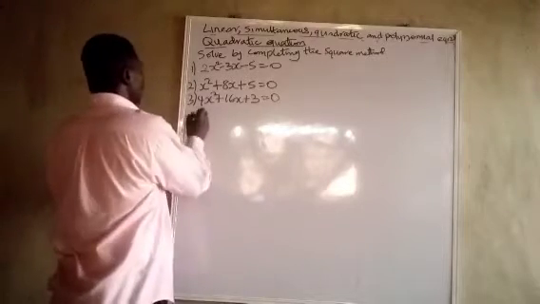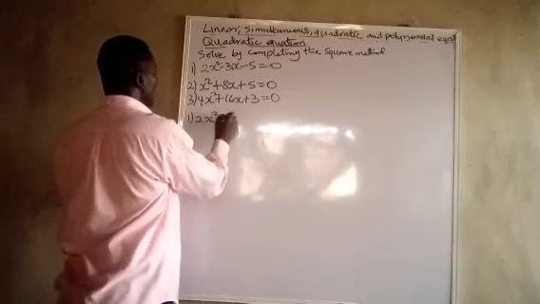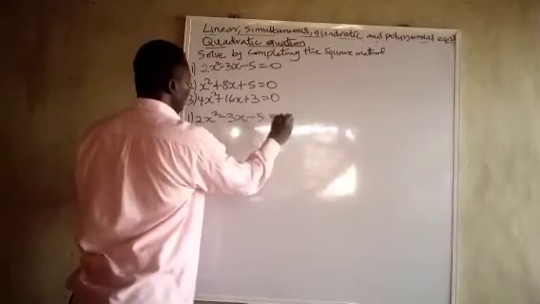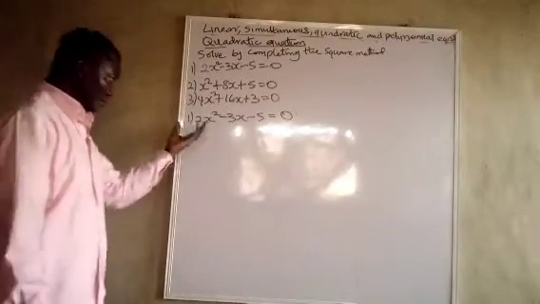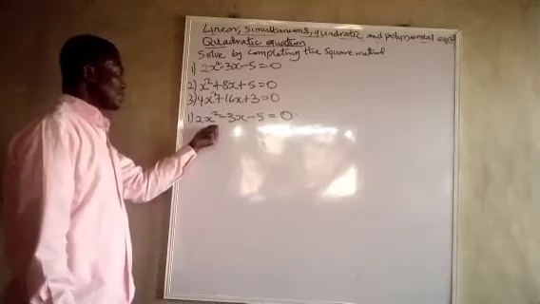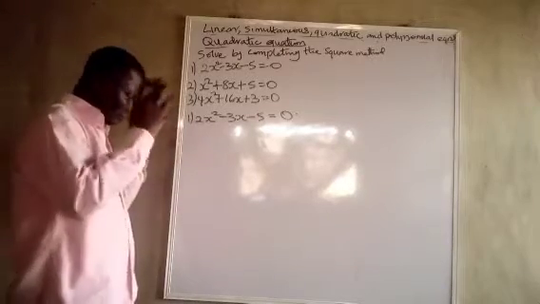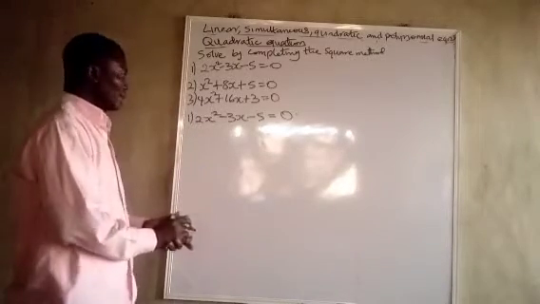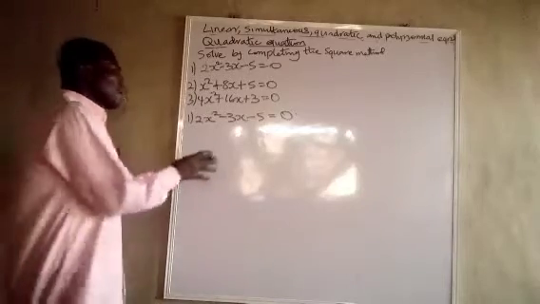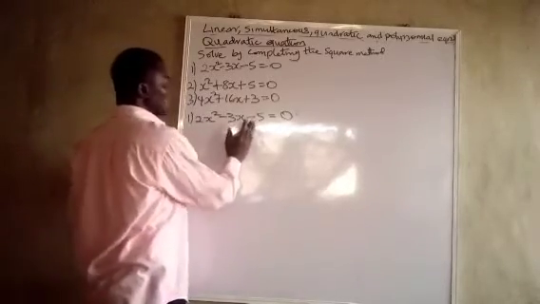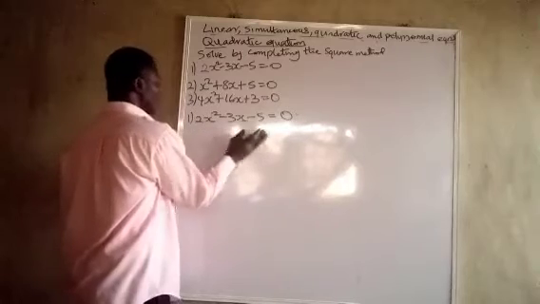The first one says 2x² − 3x − 5 = 0. For you to be able to use the completing the square method conveniently, you need to make the coefficient of x squared 1. And that will assist you. But for me, to make it very easy, first of all, move this constant to the other side. How do you do that?